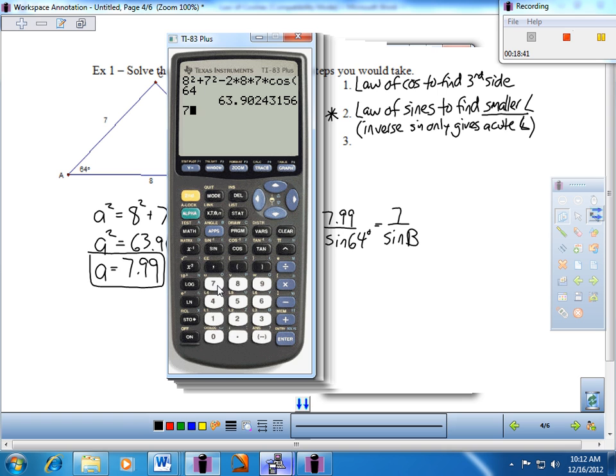So I have 7 sine 64, and then divide by 7.99. Okay, and that would be my sine ratio for angle B. And sorry for being redundant, there are two angles that have that sine ratio, an acute in quadrant 1 and an obtuse in quadrant 2. But now we know it has to be the quadrant 1 angle. So I do an inverse sine on that answer.